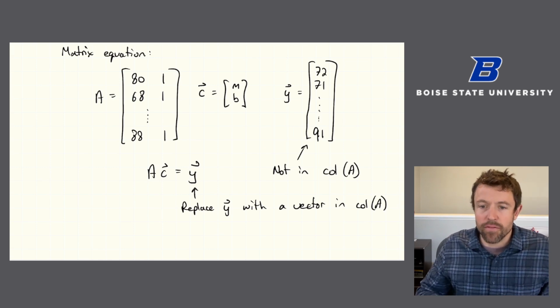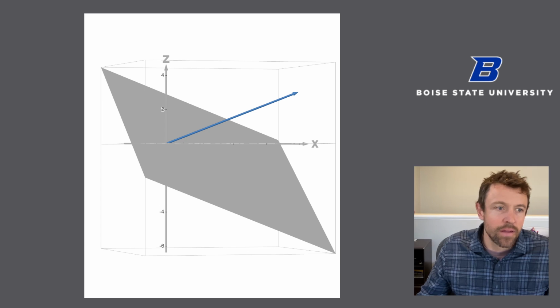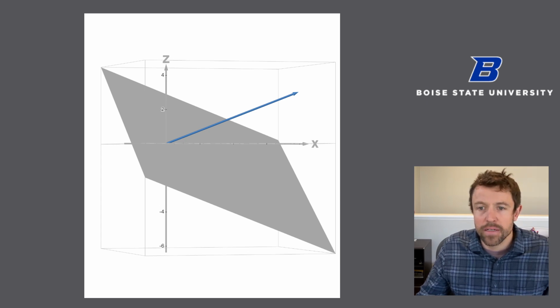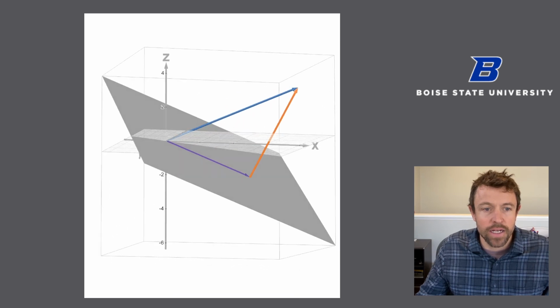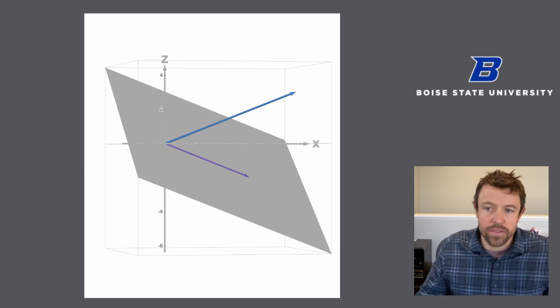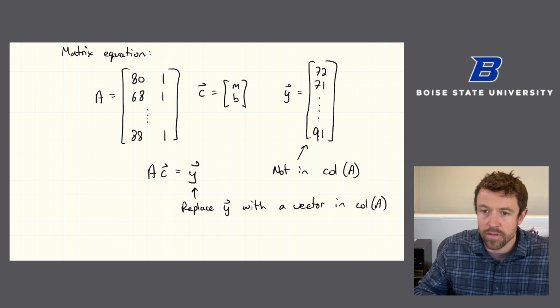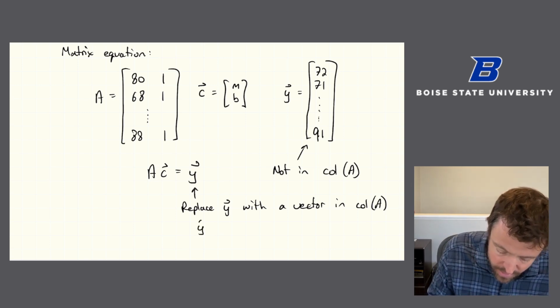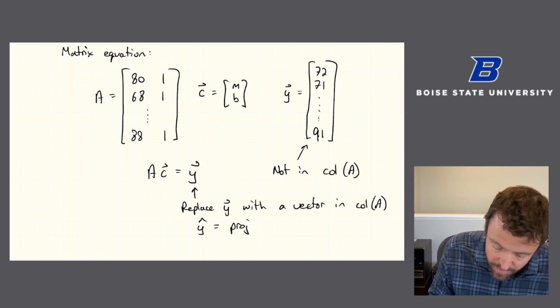Now, what vector should I replace it with? You may see where I'm going with this. I should replace it with the closest vector. If I draw this picture again, which I've used a few times, I should replace it with this purple vector because it's the closest vector in the column space. And what vector is the closest in the column space? It's the projection onto the column space. I'm going to call this thing y hat, and it's going to be the projection onto the column space of A of this vector y.